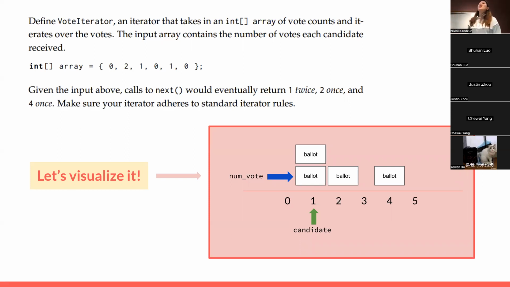And potentially we can see into the future and think that there's probably a pointer called candidate that points to candidates, and then another pointer called num votes that points to the votes. Because for each candidate, you have to keep track of which vote you are on.